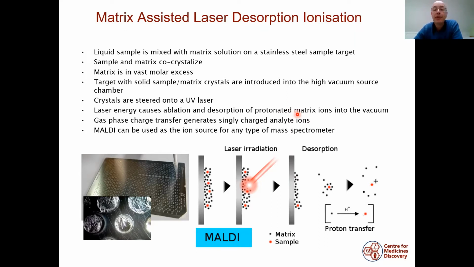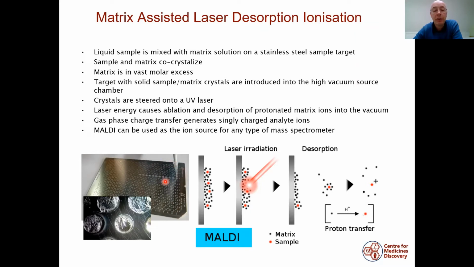What then happens is the matrix ions are charged, and there is a gas phase charge transfer, which will generate singly charged analyte ions. In general, MALDI generates singly charged ions. That's not always the case. Occasionally, for a very large analyte, you may see two charges, but seldom any more than that. It's not at all like electrospray. And MALDI is an ion source, and like most ion sources, you can couple it onto any type of mass spectrometer.